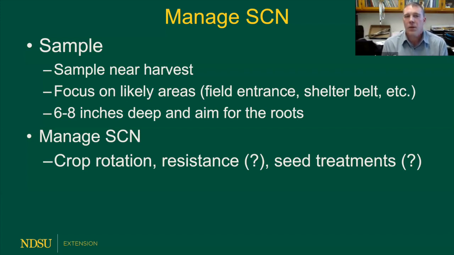Sampling is different than a fertility sample. It's a biological organism that lives on the roots. So 6 to 8 inches deep, and aim for the roots. You're trying to collect this organism. And then, of course, send it into a lab and see what you've got.